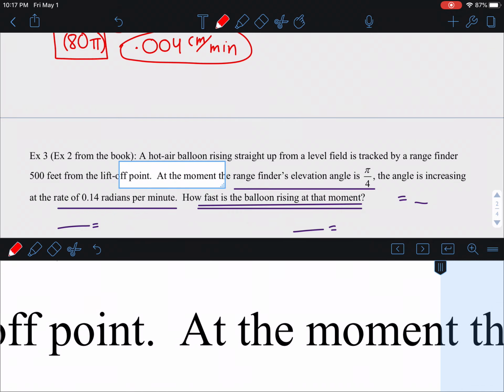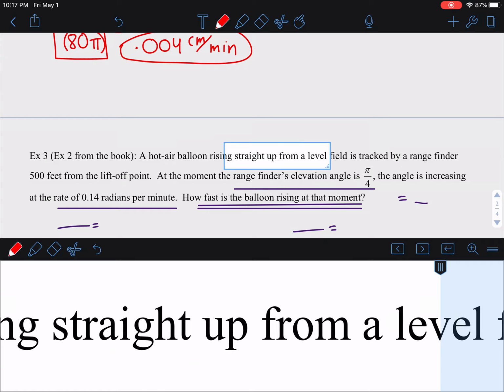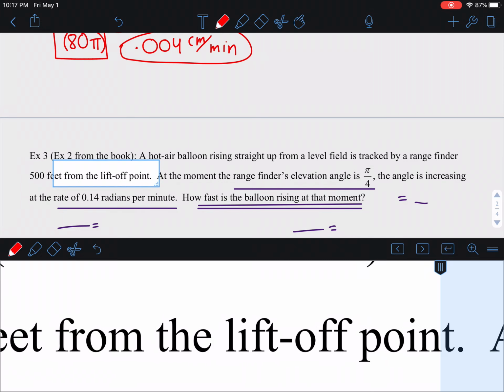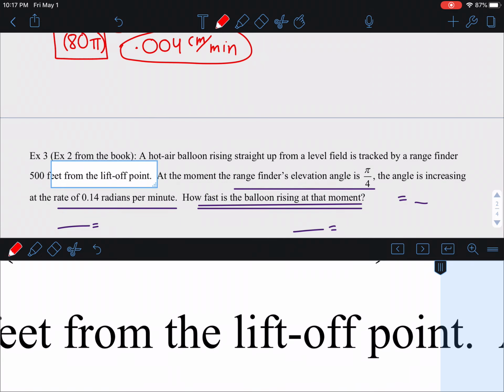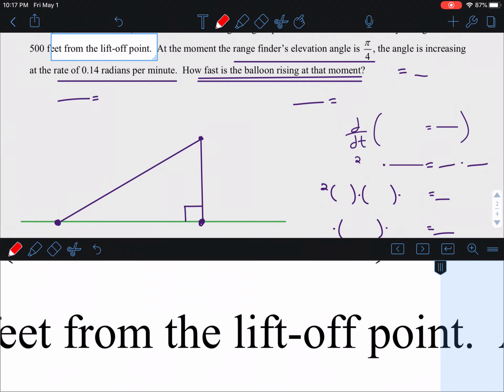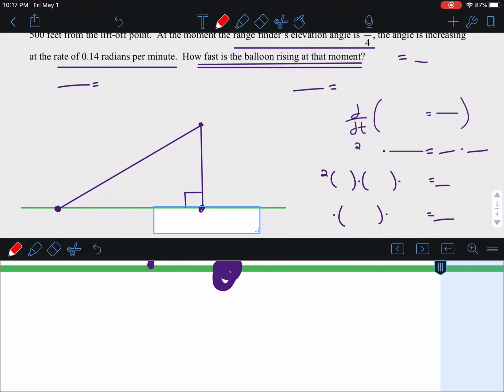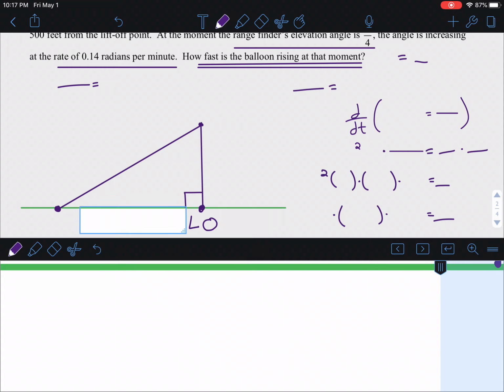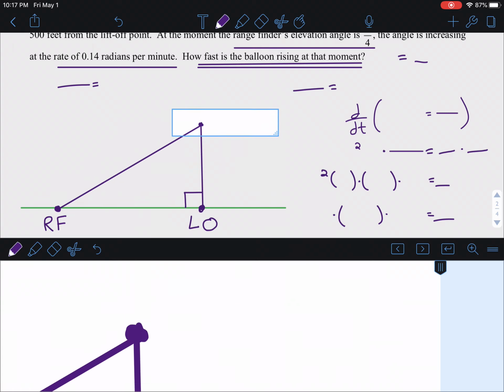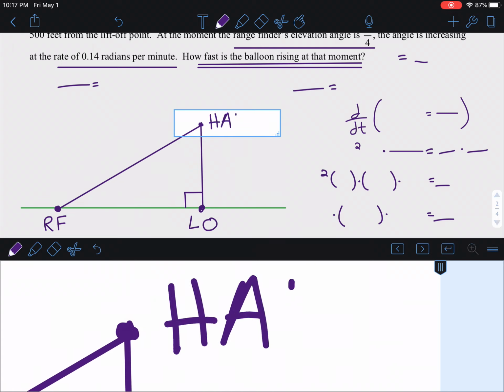All right, so we have a couple of things going on here. Hot air balloon rising straight up from a level field is tracked by a rangefinder 500 feet from the liftoff point. Okay, so this is going to end up being a right triangle question. Spoiler alert. Okay, I'm going to label some things in this picture. So I'm going to have a liftoff point to start with. So I will call this LO for liftoff. And then I will put the rangefinder over here, RF. And then what's happening is that the hot air balloon is going to be up from the liftoff point.